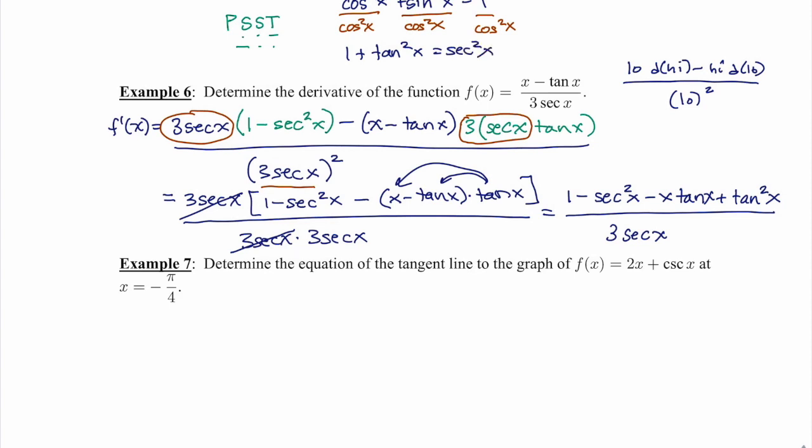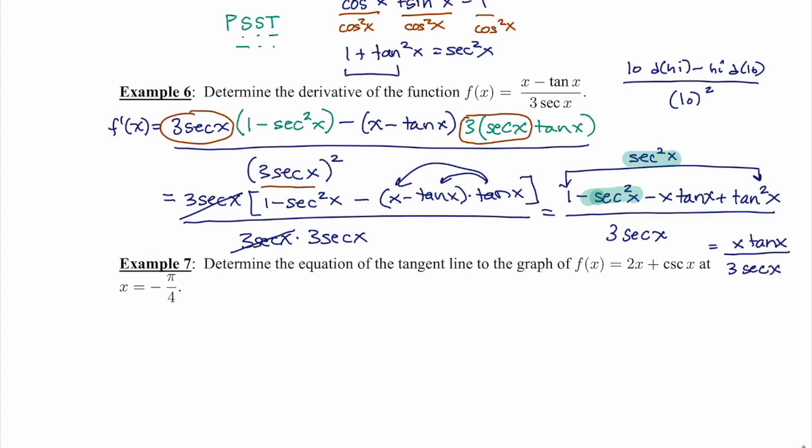Right? And so I say, all right, I actually see that I have a 1 plus tangent of x squared. So I could take those two and rewrite that as secant of x squared. And then I have a secant of x squared minus a secant of x squared. So those can be reduced or added to make 0. And I can simplify this all the way to x tangent of x over 3 times secant of x.